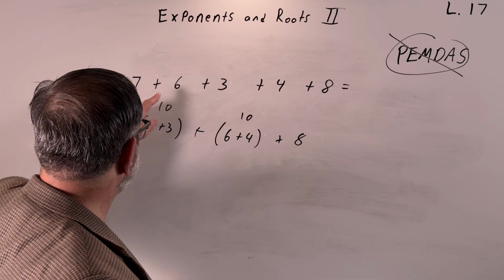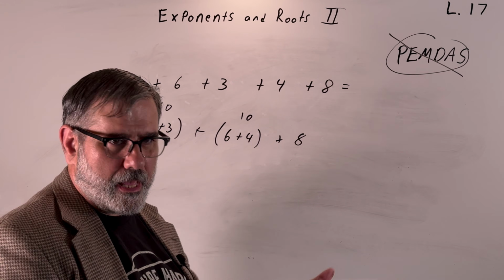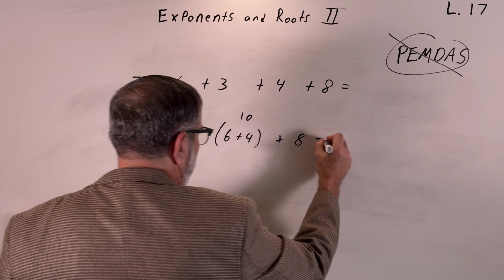So I can see quickly, just by looking at this, the 7 and the 3 gives me 10, the 6 and the 4 gives me another 10. I'm up to 20, and then I've got 8 to add on, so this must be equal to 28.